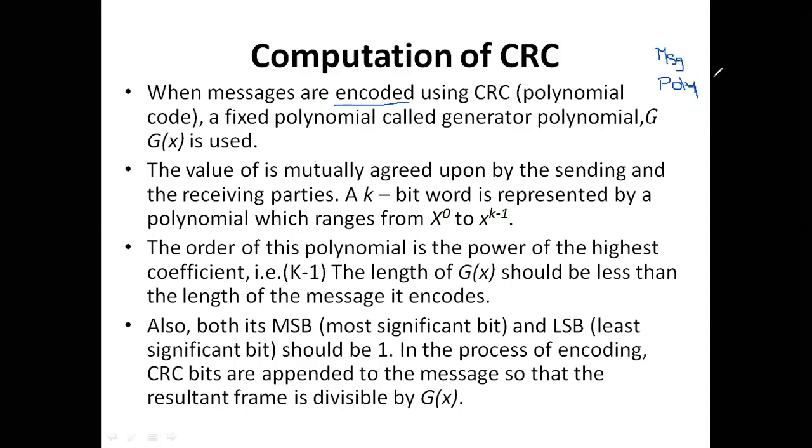While doing this, we have to add as many zeros to the message as the degree of the polynomial, and only then do the division. That is the first step. Coming to the next step, the value is mutually agreed upon by the sending and the receiving parties. Both can participate and mutually agree on the values.